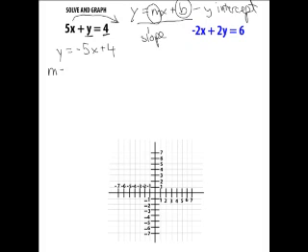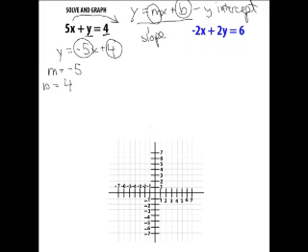So we know that m is slope. So if we look at this equation here, there's our slope. We know that b is the y-intercept. If we look at this equation and this part here, the 4 is the y-intercept. Now all we have to do is graph it.